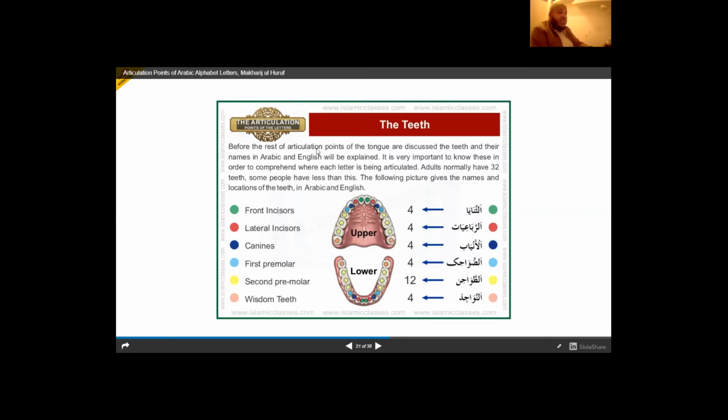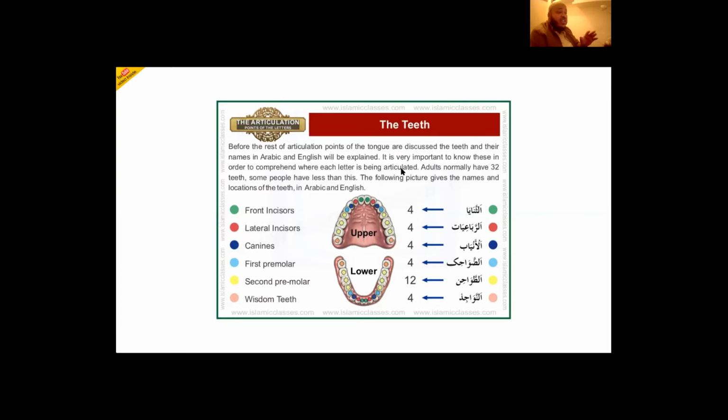Before the rest of the articulation points of the tongue are discussed, the teeth and their names in Arabic and English will be explained. So that's what I'm doing right now. It's very important to know these in order to comprehend where each letter is being articulated. So you understand now that these teeth are very important.